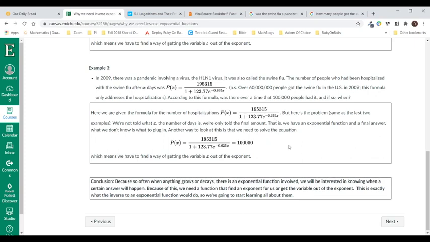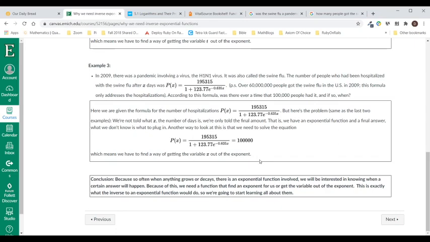Those are three very common things. We are going to have an exponential function where someone is going to give us the answer, which means we're going to have an equation that involves an exponential function, and then we need to get the variable x out of the exponent. That's a common feature every time. The conclusion is, because so often when anything grows or decays there's an exponential function involved, we will be interested in knowing when a certain answer will happen.